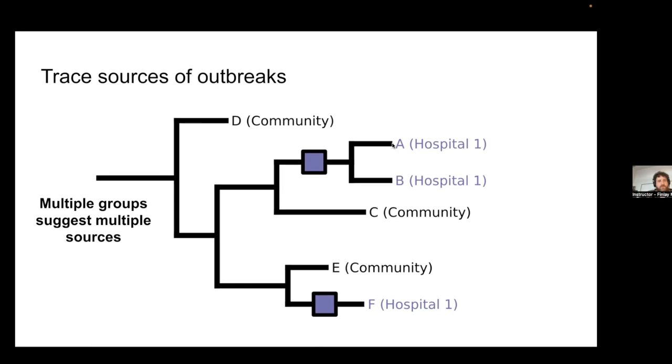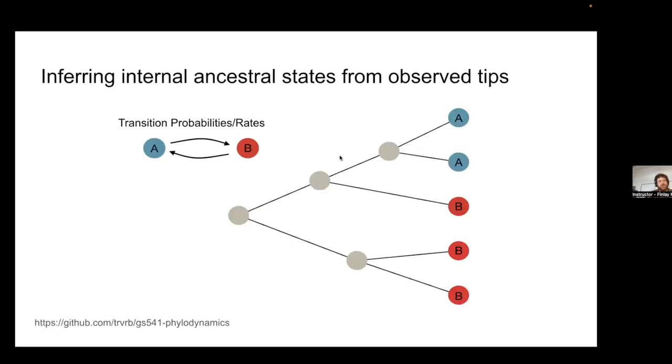So we want to be able to infer those internal ancestral states from the observed tips. I see your question, Sydney, it's a great question. I can get to it at the end unless a TA jumps on it first. So we might want to observe those internal states. This could be A, a hospital-based state, and these could be B, physically located in the community. And so we're interested in the transition between these states.